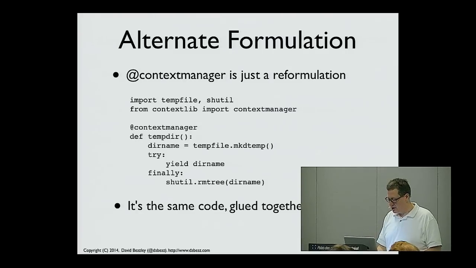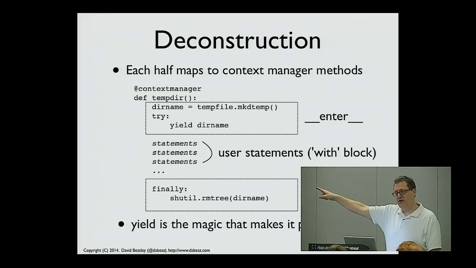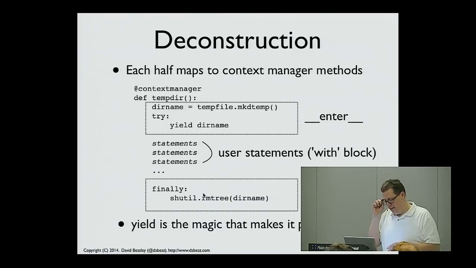The big picture is that the yield statement is being used as a knife or a pair of scissors. The generator function is being cut in half by the yield statement, and the two halves are mapped to the enter and the exit methods of the context manager. So you're taking that code and slicing it in half. Everything before the yield is going to be the enter, and everything after the yield is going to be the exit. Yield is the magic making that possible.